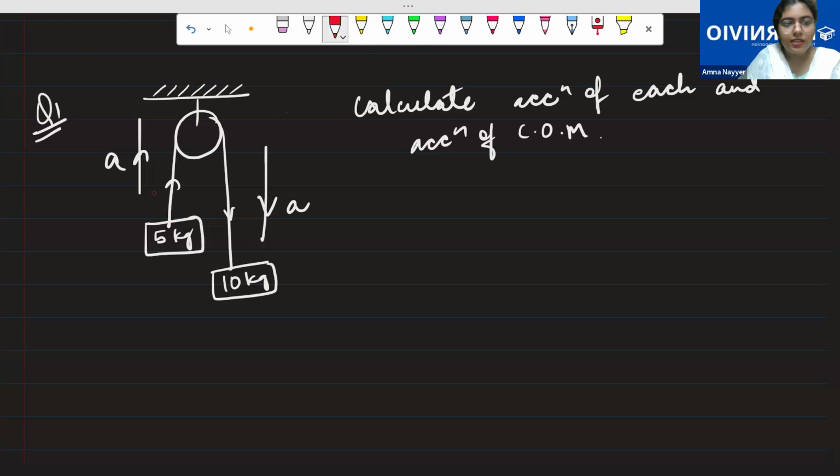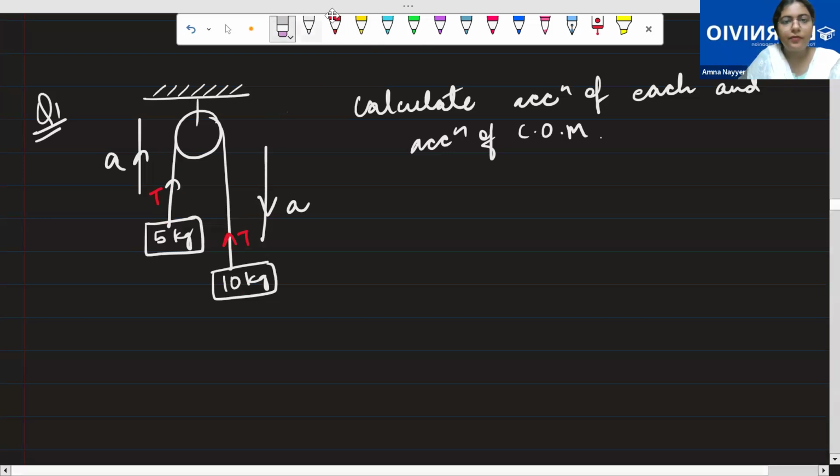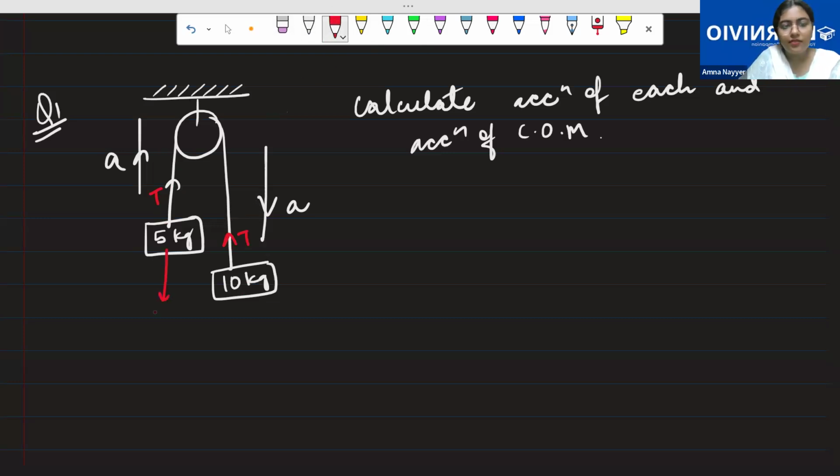So here we have the tension force upwards. Here also tension force acts upwards. And downwards here, 5 into g, that is 50 Newton, will act. And here 100 Newton will act. When you make up the equation here, you follow net force is equal to mass of the body into acceleration. Now, net force has to be tension minus 50 or 50 minus tension.